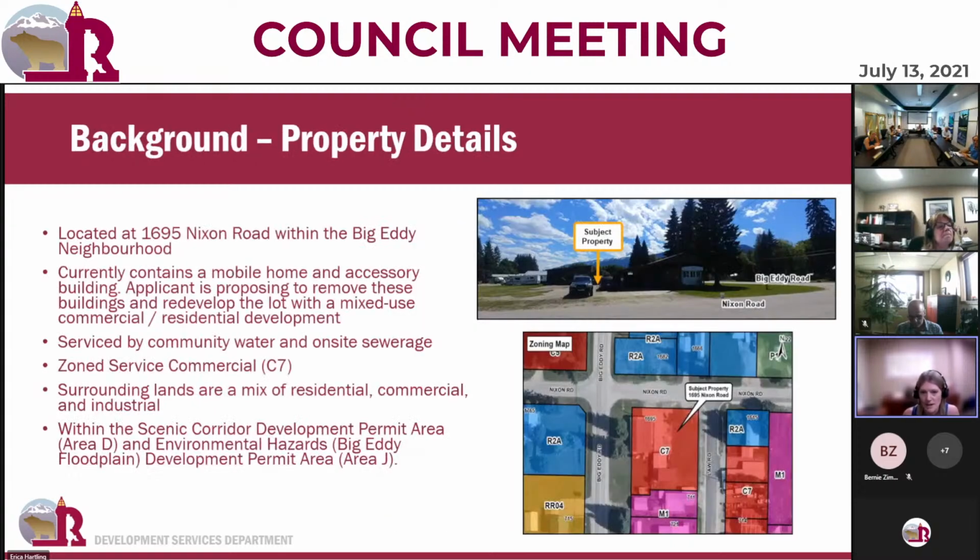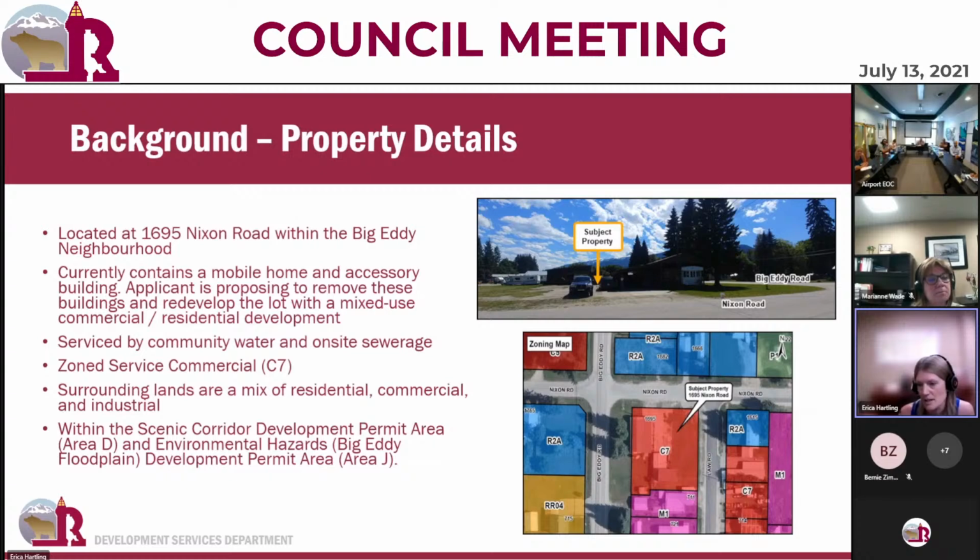So the subject property is located at 1695 Nixon Road. This is in the Big Eddy area, and the property currently contains a mobile home and accessory building. The applicant is proposing to remove these buildings and redevelop the lot with a mixed-use commercial and residential development. The property is currently serviced by community water and on-site septic, and is zoned service commercial. The surrounding land uses are a mix of residential, commercial, and industrial zone properties. The property is within the scenic corridor development permit area and also the environmental hazards, Big Eddy floodplain development permit area.